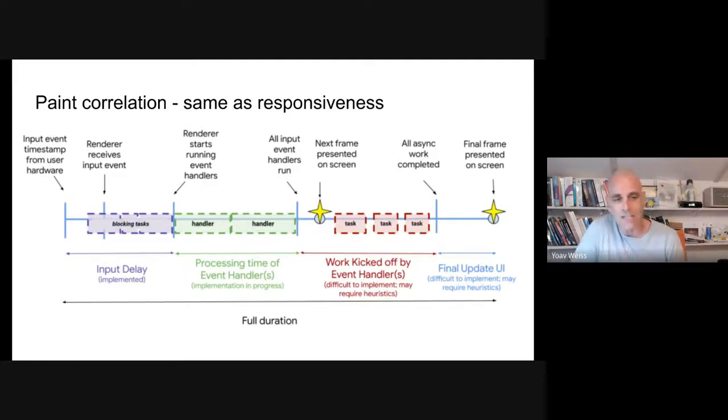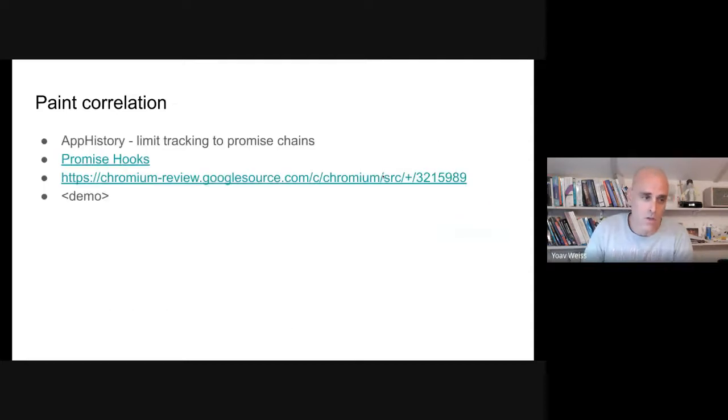But this exact same problem that we have for soft navigations exists for responsiveness, where we don't know that that next frame is indeed related to that user action. And there is potentially async work that can happen and need to be completed before an actual related frame is presented on screen. So we have a similar problem here for both responsiveness and soft navigations.